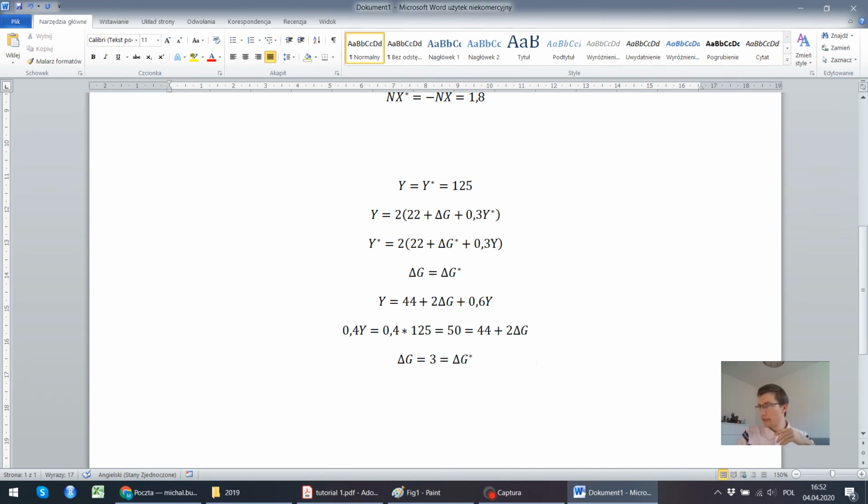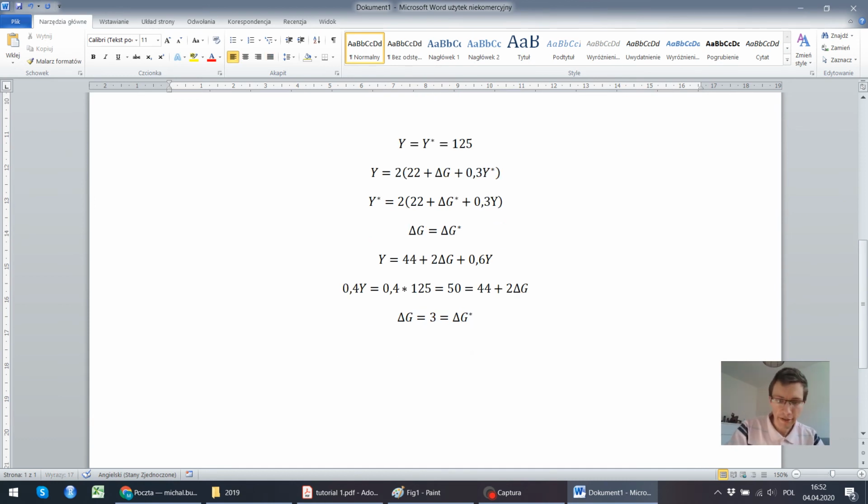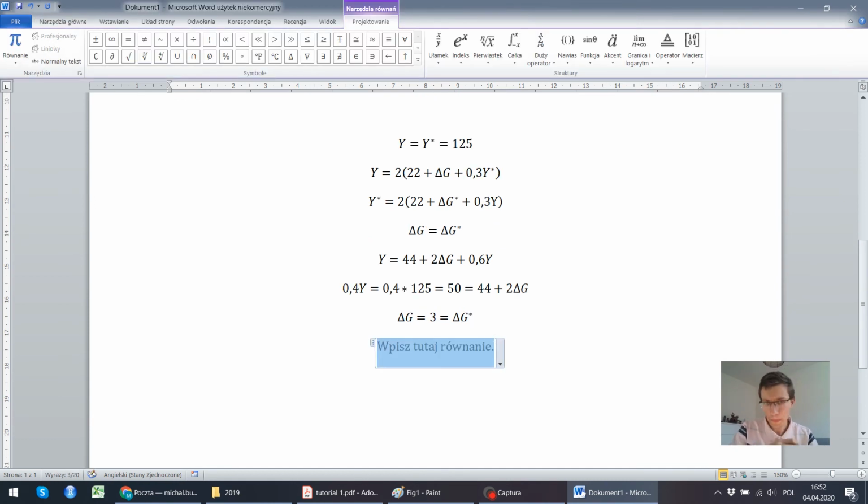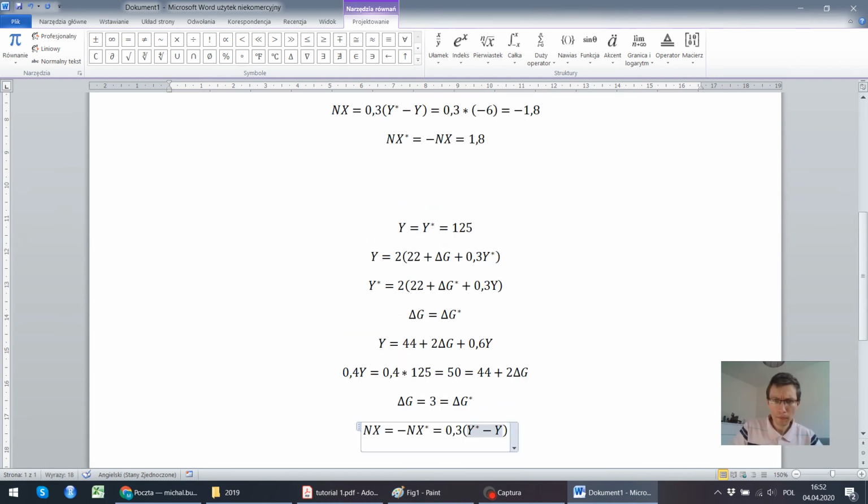So what we are left with is a very simple situation in which both countries symmetrically increase fiscal expenditures. So the question about the net exports in the home country, equal to negative net exports in the foreign country, saving space, yeah, is equal to 0.3 times y star minus y, correct?